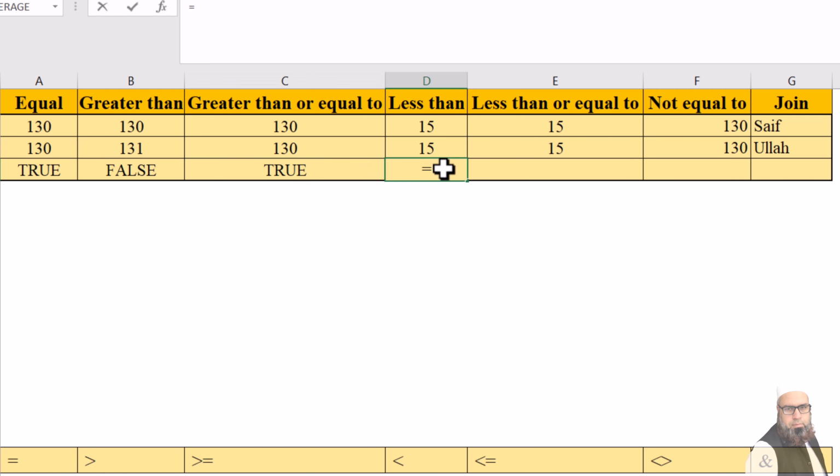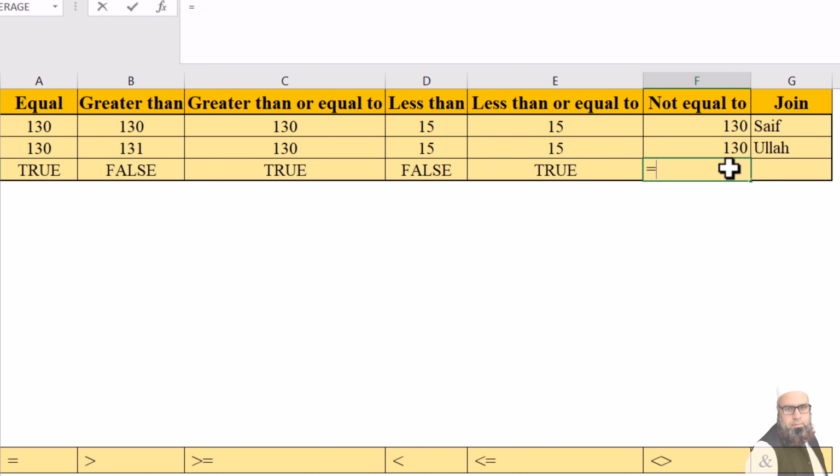Less than or equal to: first value, less than sign, second value, and it returns true if the first value is less than the second value. But Microsoft Excel returned false as both these values are equal. Less than or equal to: first value, less than or equal to sign, second value, and it will return true if the first value is less than or equal to the second value.